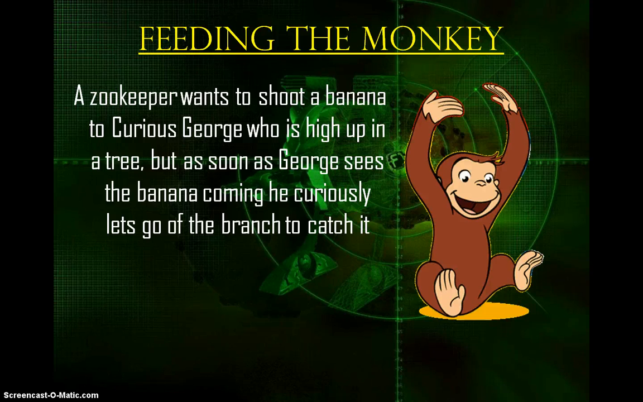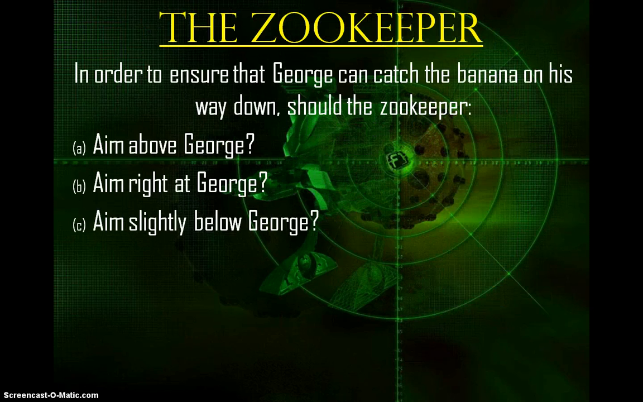So just to start us thinking about projectiles and about the motion in a projectile, let me ask you this scenario. There's a zookeeper, and he wants to shoot a banana at Curious George, who's high up in a tree. But as soon as George sees the banana coming, he curiously lets go of the branch to catch it. Now, in order for George to catch the banana on his way down, should the zookeeper A, aim above George, B, aim right at George, or C, aim slightly below George? So just think about an answer real quick in your head, drop it down on a sheet of paper, and we'll come back and answer this question in just a sec.